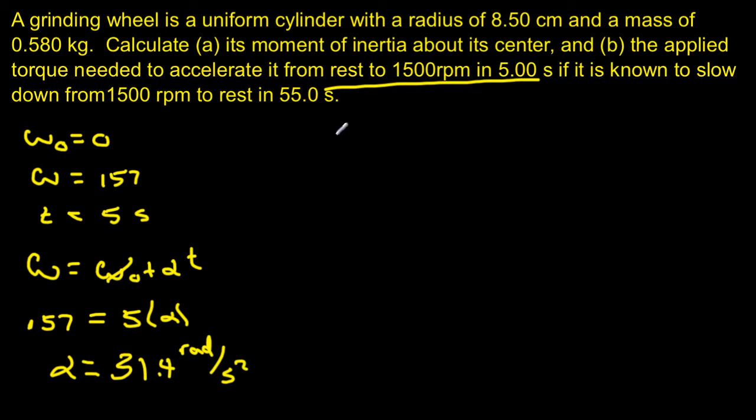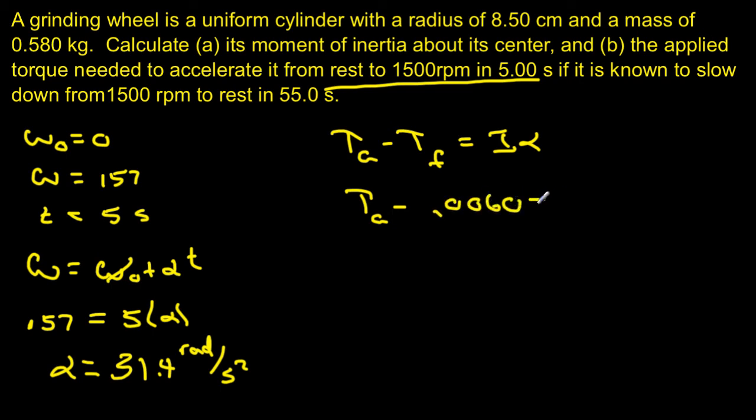And finally, we can find the total torque. So we have our torque that's accelerating, we'll call that T A, minus the frictional torque, which is going to be slowing it down, equals I times alpha. So we're looking for T A, and that means our frictional torque was 0.0060, equals 0.0021 times our new acceleration of 31.4.